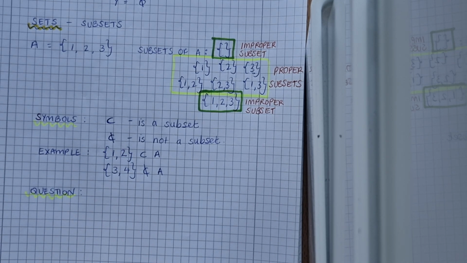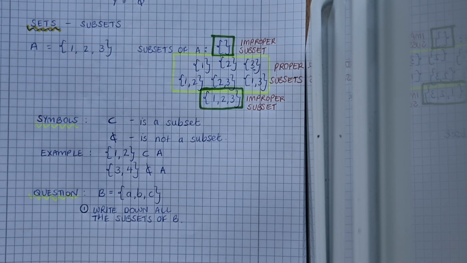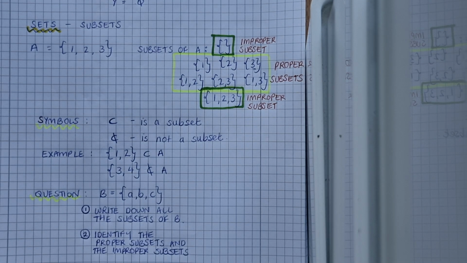So now here's a question for you. First of all, here's set B. I want you to write down all the subsets of B, and I also want you to identify the proper subsets and the improper subsets. Pause the video while you do this, and then play and check and see if your answers are correct.